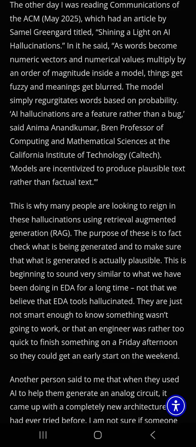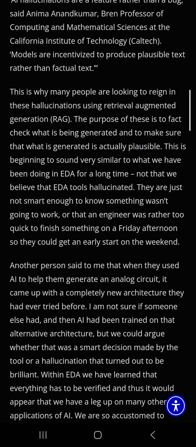This is beginning to sound very similar to what we have been doing in EDA for a long time. Not that we believe that the EDA tools hallucinate, they are just not smart enough to know something was not going to work, or that an engineer was rather too quick to finish something on a Friday afternoon so they could get an early start on the weekend.